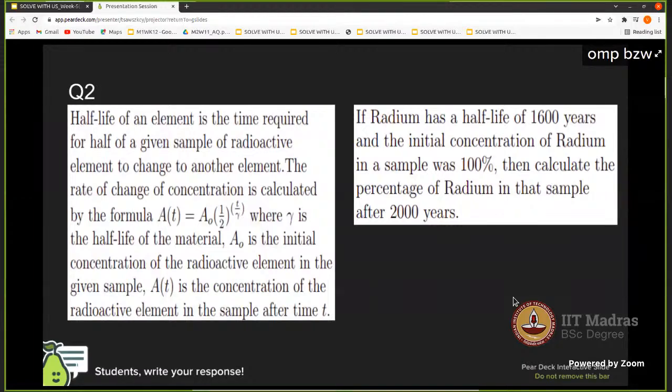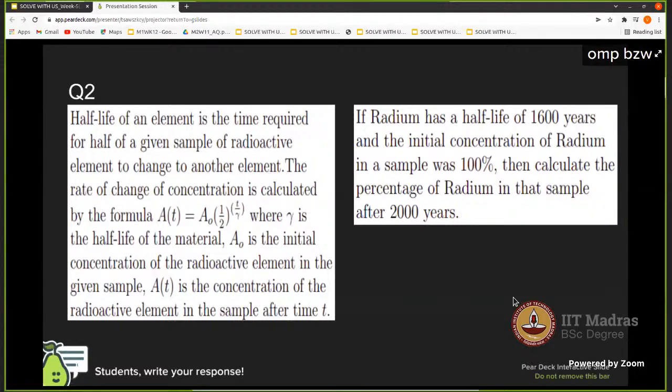So what is this 100% telling me? A naught, the initial concentration of radium. So from there, just try to substitute. You know A naught, you know t, you know gamma, you know everything. You have to just compute A(t). Sir, we have to first calculate gamma.